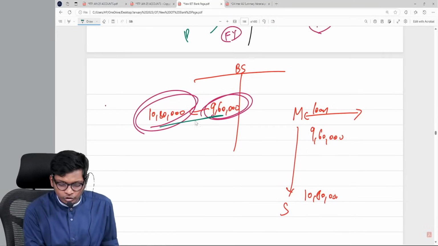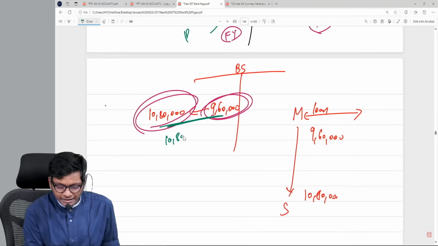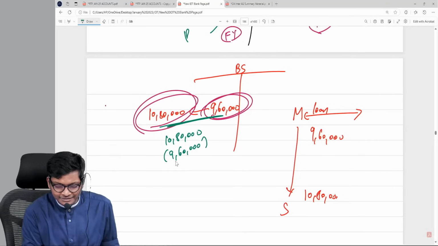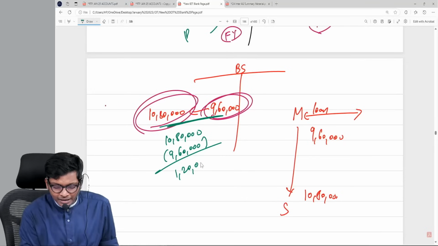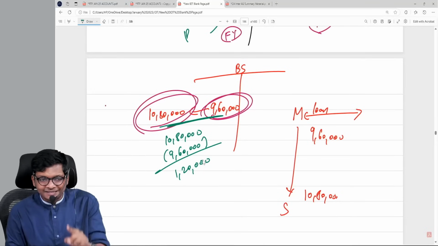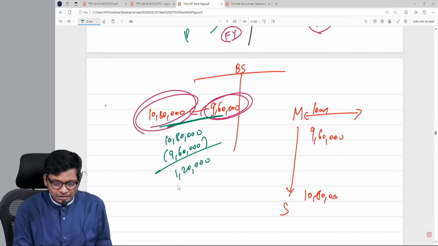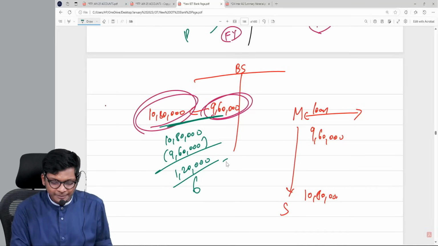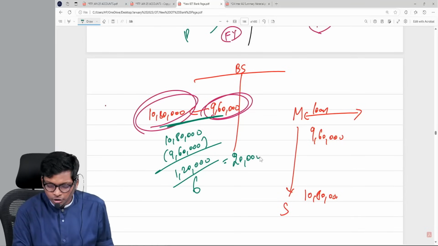So what is the amount of interest actually? 10 lakh 80,000 is repaid and I borrowed how much? 9 lakh 60. Interest is how much? 1 lakh 20,000 was the excess you paid, which is interest. Divided by how many months? 6 months. So per month interest is 20,000.